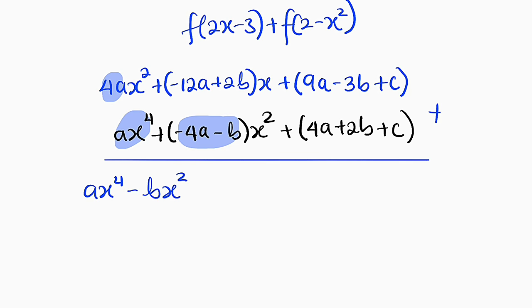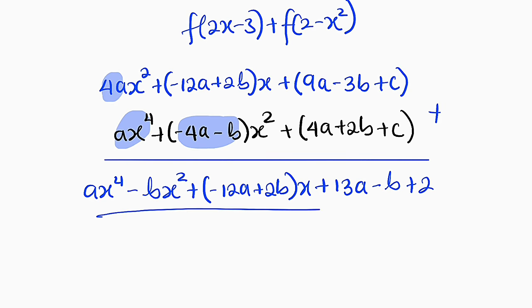Then let us go for x. This is the only term with x here, so let me drop it down. We have plus negative 12a plus 2b times x. Then lastly, we need to add the constants. This is 9 and 4 making 13, so we have 13a here. Negative 3b plus 2b is negative b. c plus c is 2c. So this is what we have.